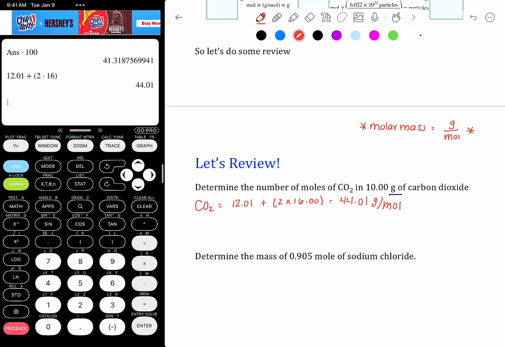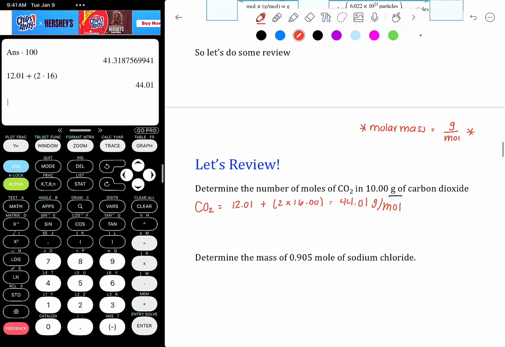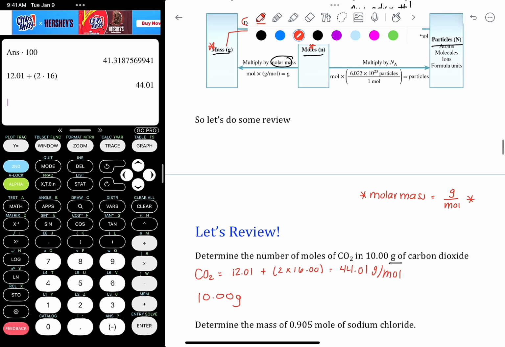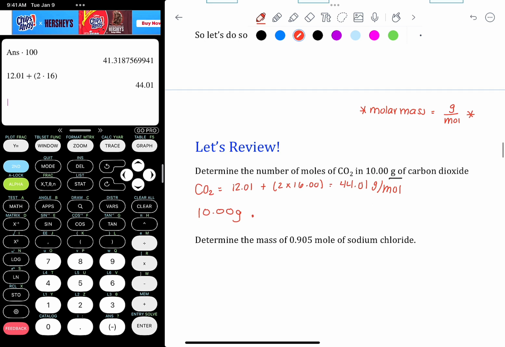Okay, so now that we have the molar mass of CO2, we can take the mass in grams, 10.00 grams, and we do what our conversion chart says, which is to divide by the molar mass. I'm going to set this up so we see how our units cancel. So I'm going to put my molar mass on the bottom and 1 mole on top to show that we're still dividing the two numbers.